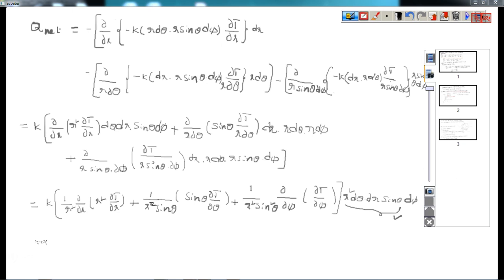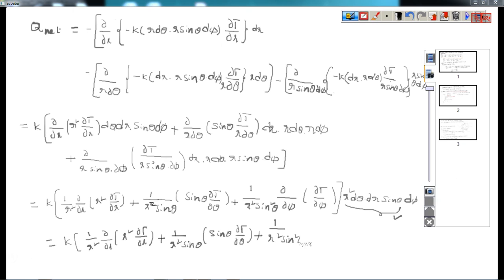Okay, the equation comes out to be k into 1 by r square dou by dou r of r square dou T by dou r, plus 1 by r square sin theta into dou by dou theta of sin theta dou T by dou theta, plus 1 by r square sin square theta into dou by dou phi of dou T by dou phi, into elemental volume V. So this I denote as equation number 1.